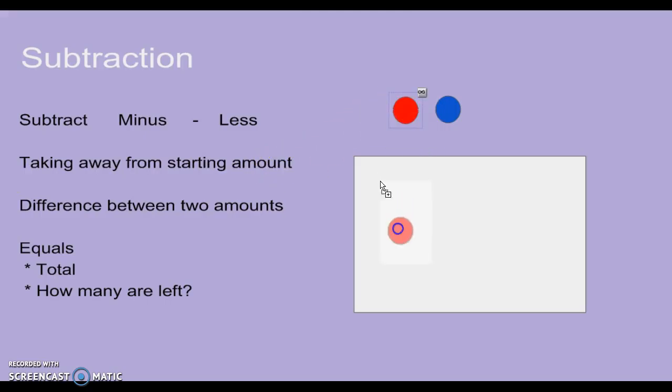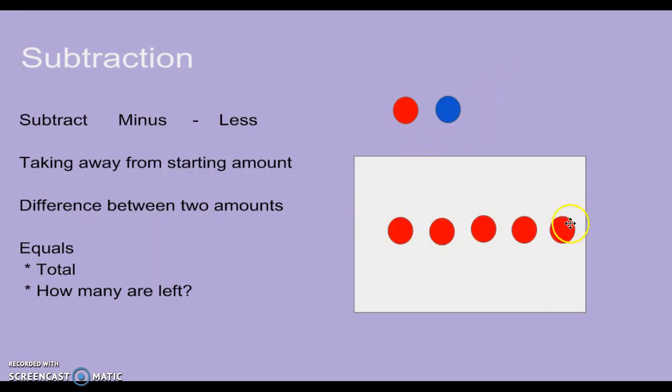Okay, so I'm going to have a starting amount of 5. There were 5 pieces of candy. Now what's different is I'm not going to be bringing in more. I'm not going to be combining two amounts. Instead, I'm going to take away a certain amount. What I want to do when I take away is not make them completely disappear, because I still want to check to make sure I took away the right amount. So I'm just going to move them out of my counting area.